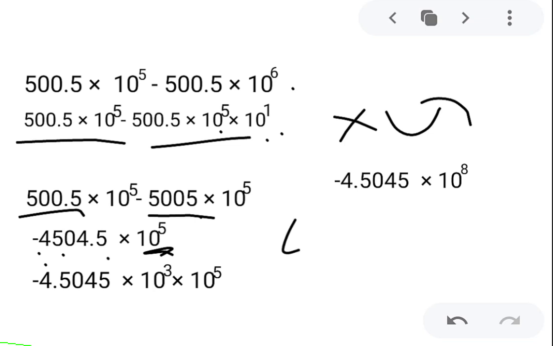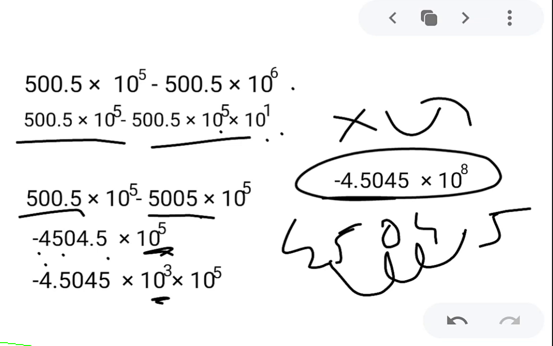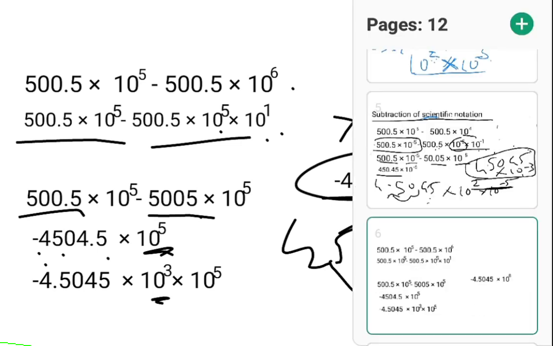Again here it is 4504.5. So I need to shift the point 3 times to left. So it is 10 raised to minus 3. Sorry, it is 10 raised to plus 3. So ultimately my answer becomes minus 4.045 into 10 raised to 8.